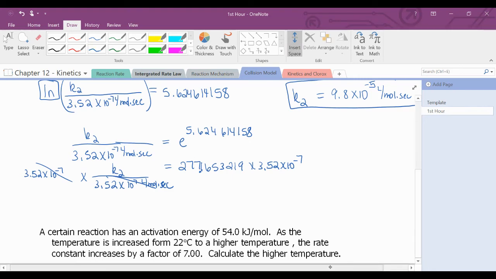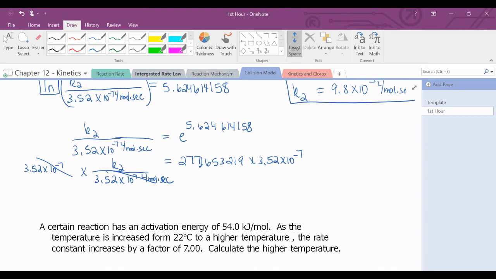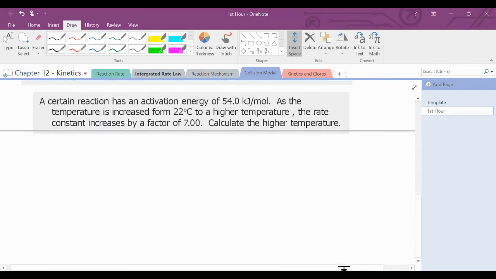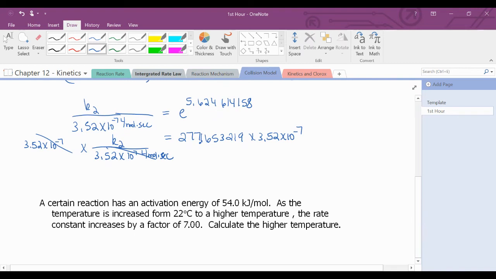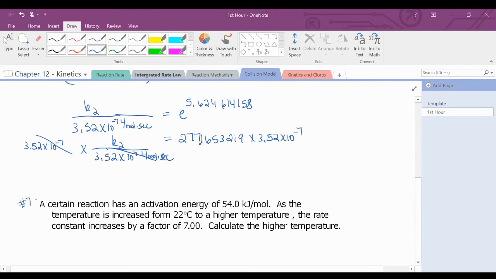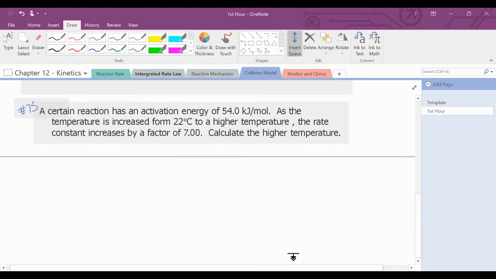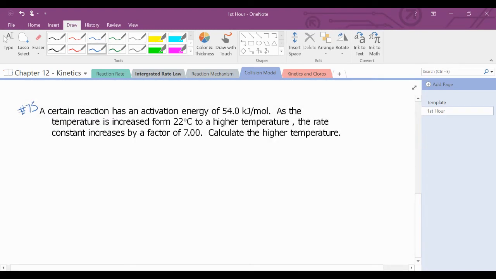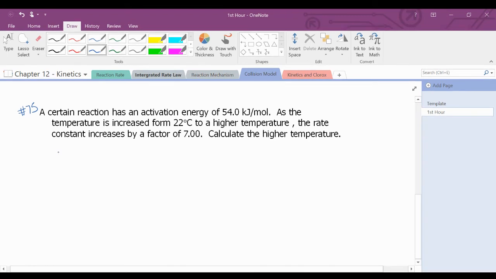All right, and then we have one more problem we're going to look at here. We're going to do number 75 from your textbook. And so in number 75, we are given the activation energy, we're given one of the temperatures, and then we're given the factor by which the rate constants are going to change. So again, we're going to use the Arrhenius equation. So here's what we're going to do.